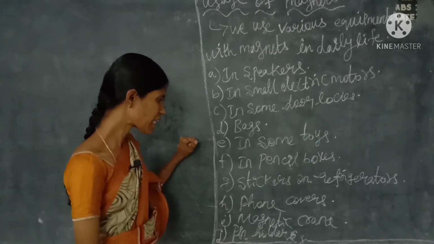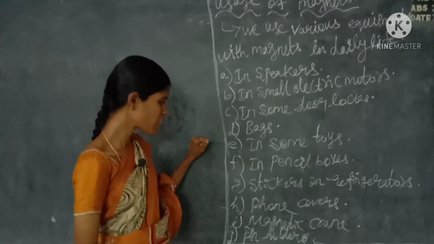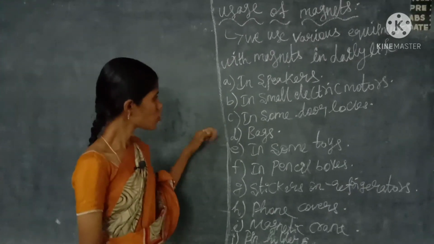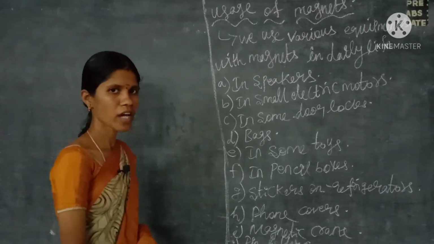Then magnetic crane. Okay, பழுதூக்கி எந்திரம்னு சொல்லுவாங்களா, அதெல்லாம் என்ன யூஸ் பண்ணுவாங்க, magnets யூஸ் பண்ணுவாங்க. Then some pin holders. Okay, so these are some different uses of magnets in our daily life. Okay, thank you students.